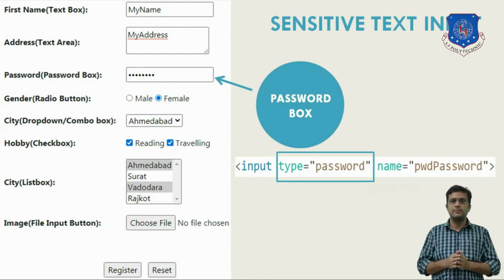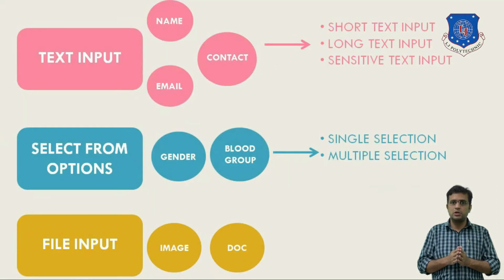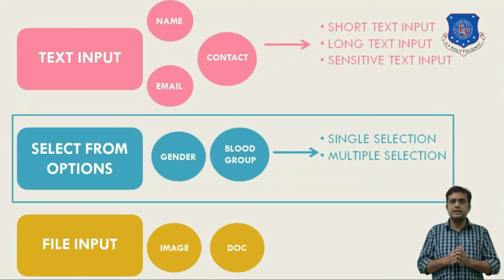Now we see the form elements in which we provide options to the user and the user selects one or more options from that. In this category, there are two subcategories. First is when the user selects one option only, and the second subcategory is when the user selects multiple options. First, we see how we can create a form element when the user can select one option.